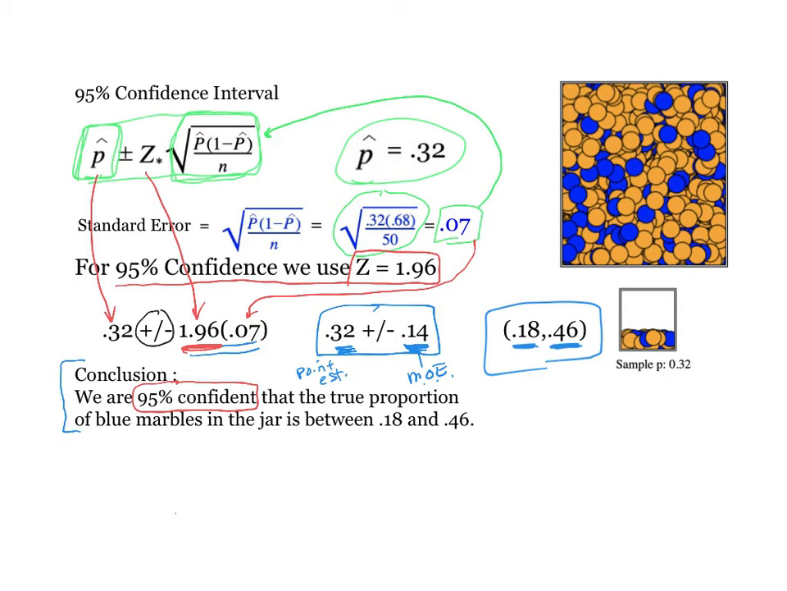And then we always make this conclusion in context. So we were trying to find the true proportion of blue marbles in the jar. That's what we were trying to find. And then we just state it: it's between 18 and 46%. So that would be a perfect conclusion on the AP exam.